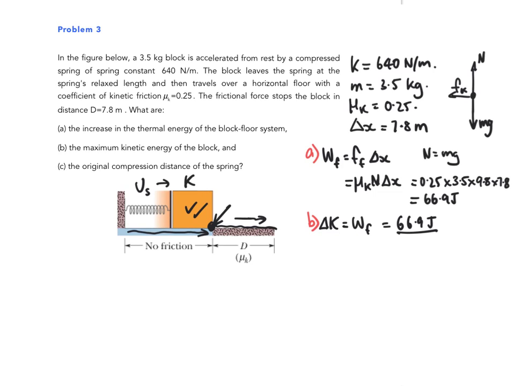Right, so for question C, we are asked about the original compression distance of the spring. Well, I mentioned earlier that the amount of potential energy stored in the spring is going to be converted to the kinetic energy, so we can relate the final kinetic energy back to the potential energy in the spring. So spring potential energy U_S is converted to kinetic energy. So we can then say that the change in the spring energy is equal to the change in kinetic energy. So therefore, well, we have an expression for the spring potential energy.